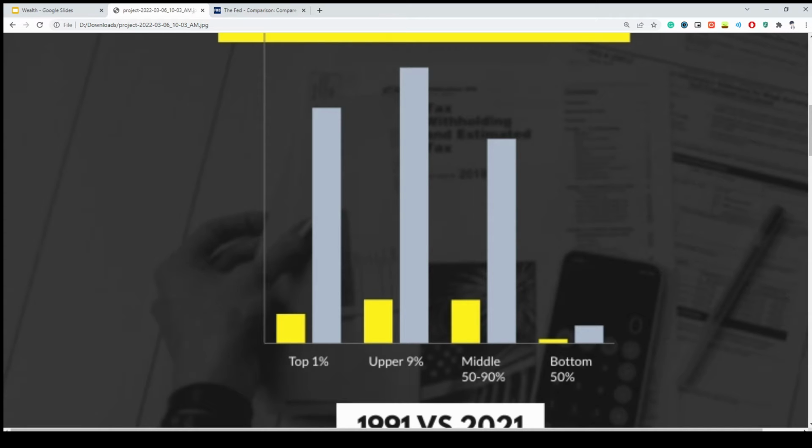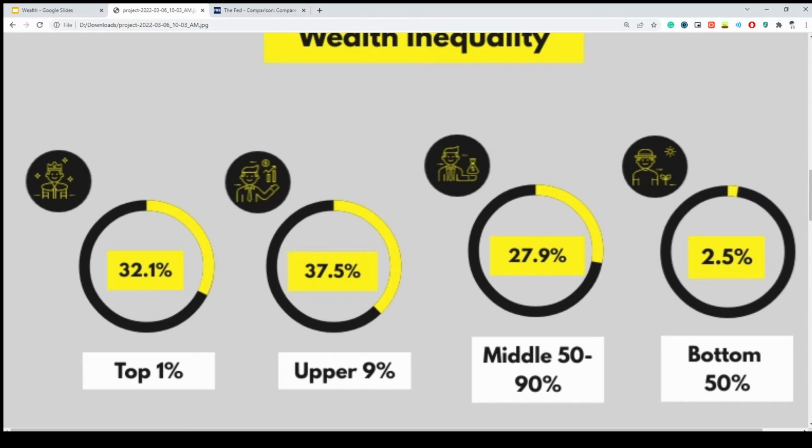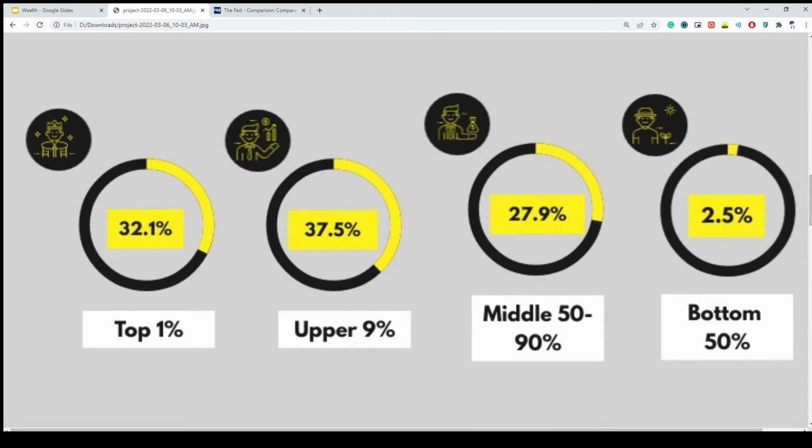So now, onto the percentages. If we scroll down a little bit, we can look at the exact percentages of each group. In 2021, the top 1% owned 32.1% of the nation's wealth. The top 9% owned 37.5% of the wealth. The middle 50 to 90 owned 27.9%. The bottom 50% accounted for only 2.5%.